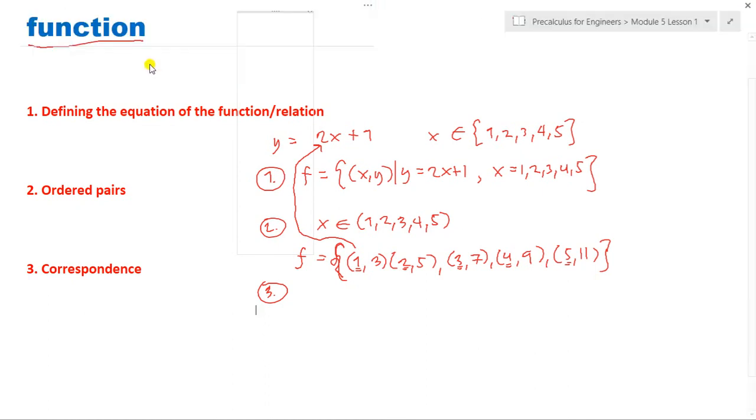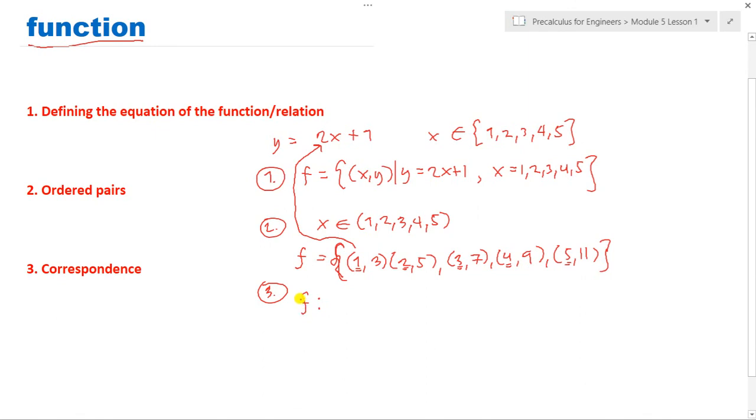Correct. Okay. Let's proceed to the third notation. So, in terms of correspondence, for a correspondence, class, write F and then a colon. But actually, class, for this first letter F, you can use G. Just a small letter for G of X.